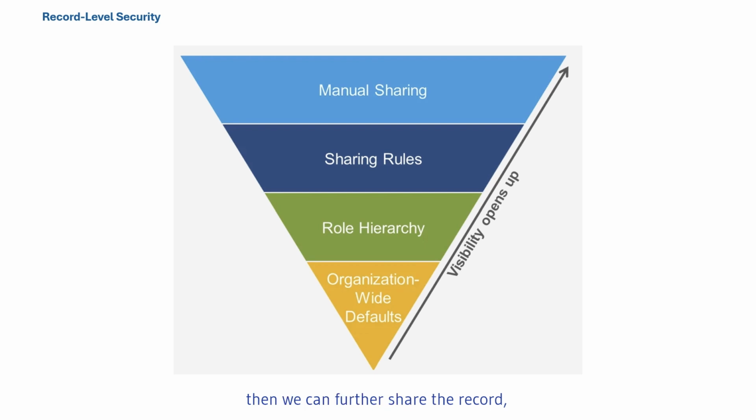Then we can further share the record using the role hierarchy, then sharing rules. If none of these are working, and we still need further sharing, then we can go for manual sharing.